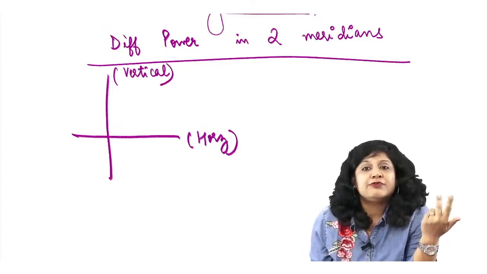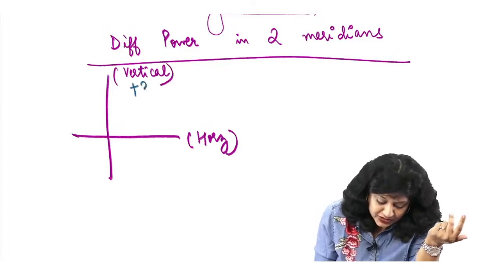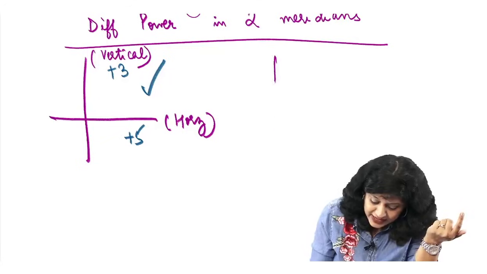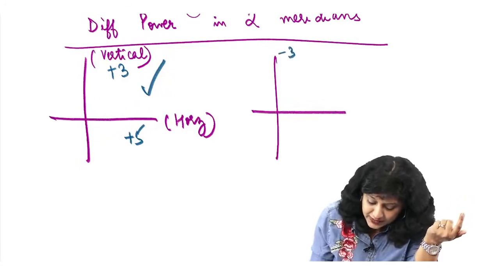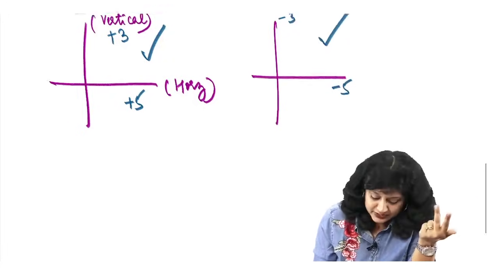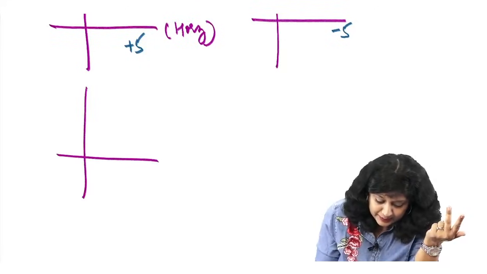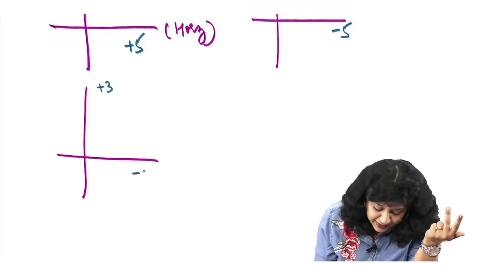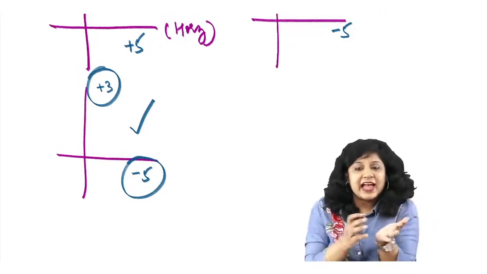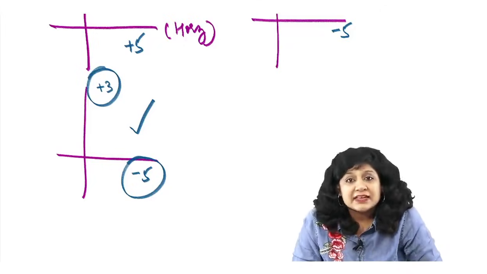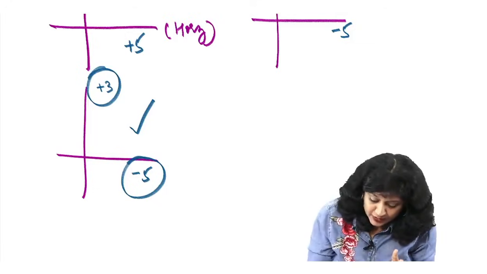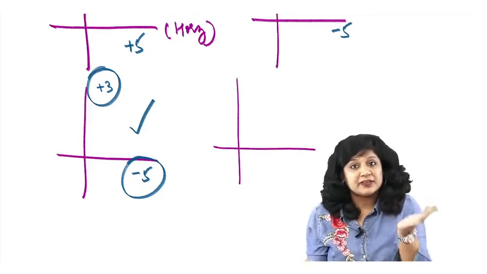So if I have different power, I can have +3, +5. Yes, it is astigmatism. Similarly, if I take another example, I have -3, -5. Yes, again it is astigmatism. I have different powers. Similarly, if I take another example, I have +3 and -5. This is also astigmatism. One is plus, one is minus, and I have different power. So that means either I have different signs, or different power, or the same power but with opposite sign.